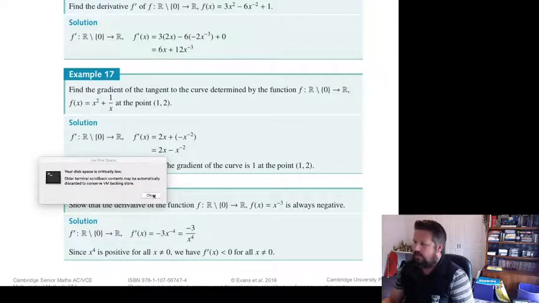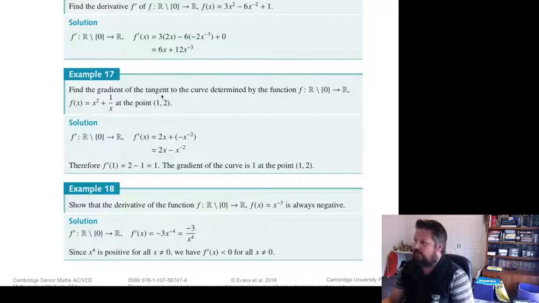Okay. This one here, it says here, find the gradient of the tangent to the curve determined by the function. Now, we know that 1 over x can be written as x to the power of negative 1. Once you change 1 over x, put this back on the top line, change its power. This here is x to the power of 1. Goes back on the top line, change it to a negative power. We can then apply the same process as above.